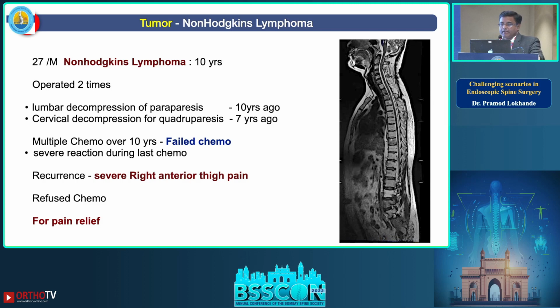Then again there was a recurrence in the cervical spine. He came with quadriparesis at that time. Multiple chemos over 10 years. There was one incident where the failed chemo caused a severe life-threatening reaction. And the oncologist just said that we cannot give chemo anymore. After almost 1.5 years, he came with severe right anterior thigh pain, where the oncologist had refused chemo and the patient had refused chemo.